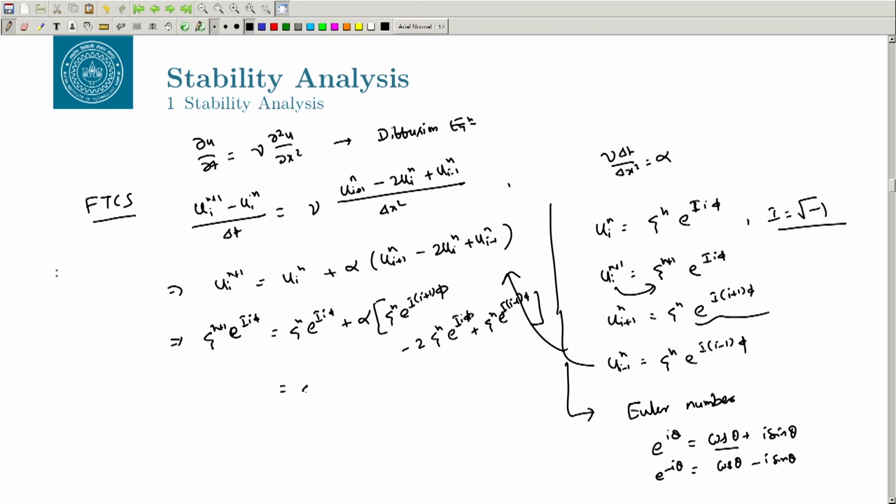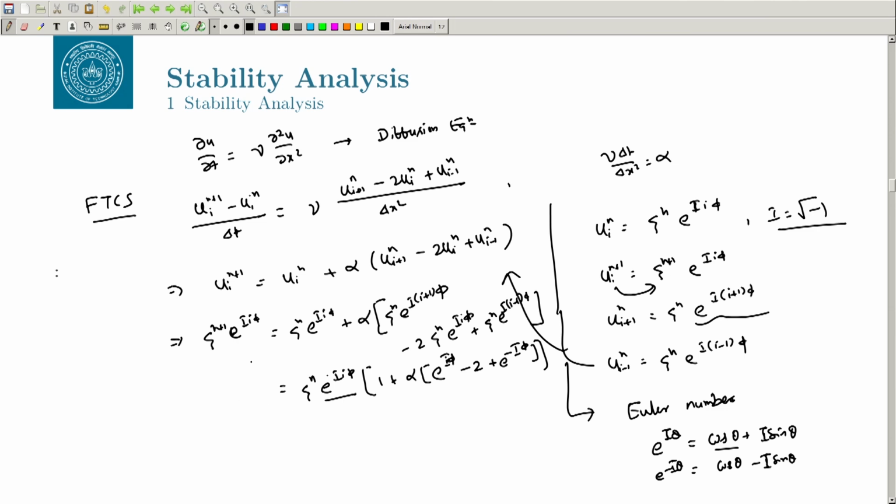So, we will put g to the power n outside, e to the power I phi outside. This will become 1 plus alpha times e to the power I phi minus 2 plus e to the power minus I phi, because you have taken e to the power I phi outside. Here I is the wave number, and I should use capital I here also, so that there is no confusion.